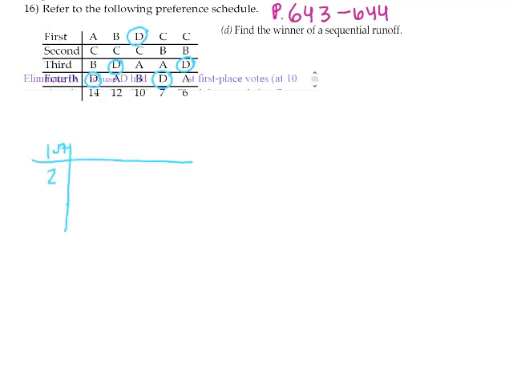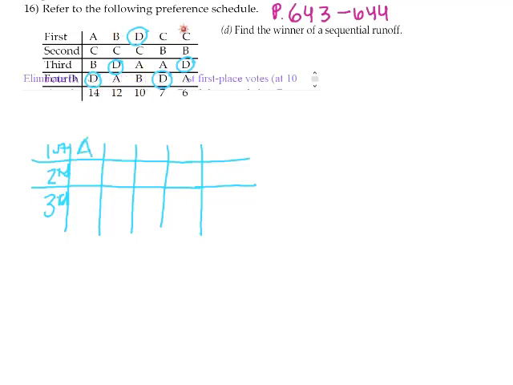So we have first, second, and third. And now I'll redraw each of the columns. So we have 1, 2, 3, 4, 5 columns. And so we're just going to copy each column as is and eliminate D from each column. So we have down the line A, C, and B. We have B, C, and A. We have C, A, and B.